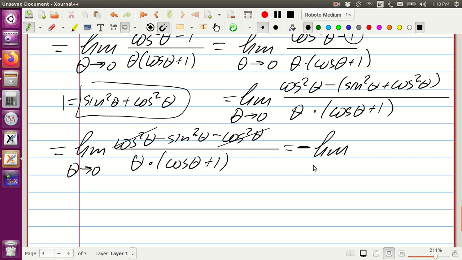We have the limit as theta goes to 0 of sine squared of theta divided by theta times cosine of theta plus 1.